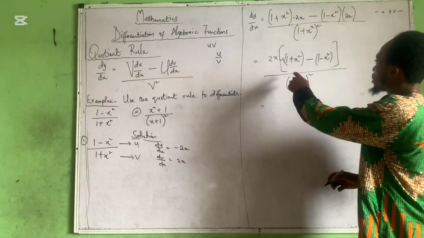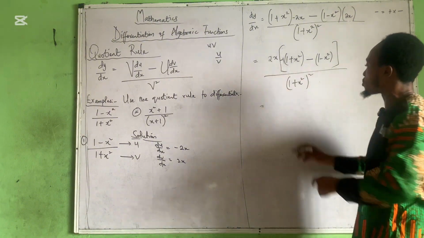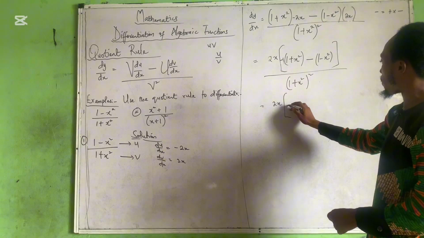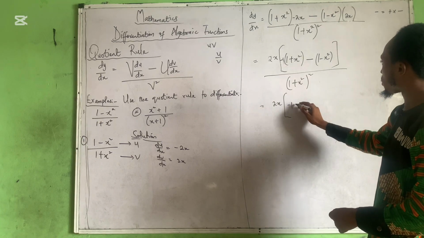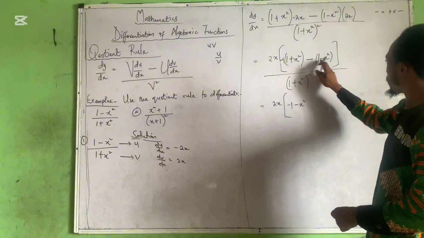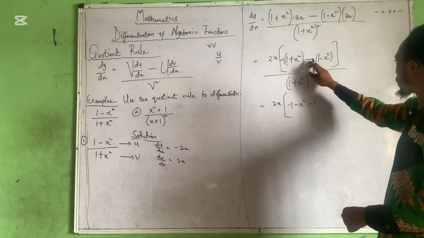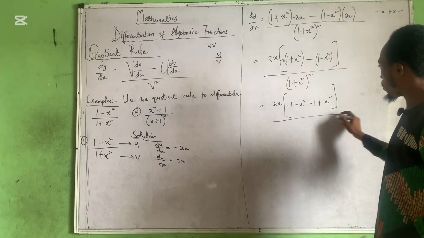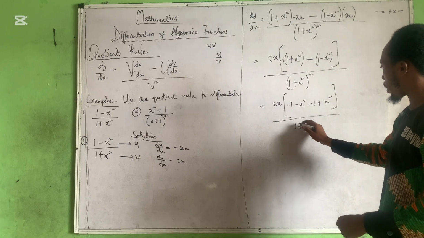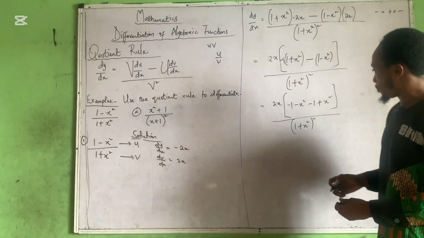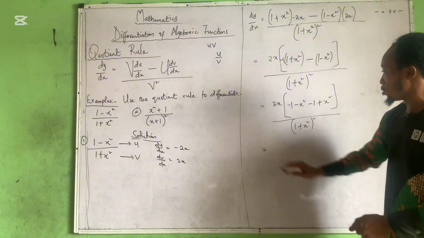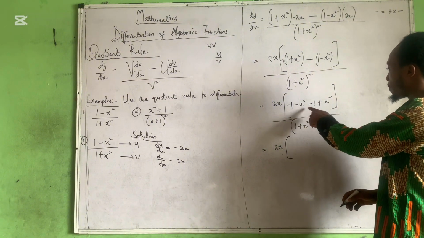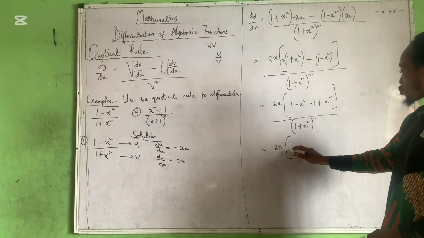So it is safe to now use this minus to open up this bracket. So 2x times minus 1 times 1 is minus 1, times this is minus x squared. Then minus 1 times minus x squared is plus x squared. Everything over 1 plus x squared all squared. Alright, so minus 1 plus x squared... minus x squared plus x squared... minus 2.